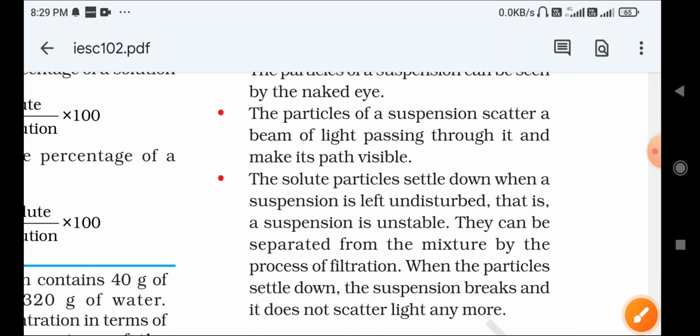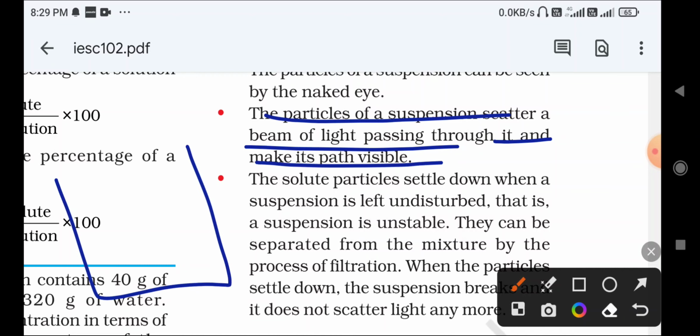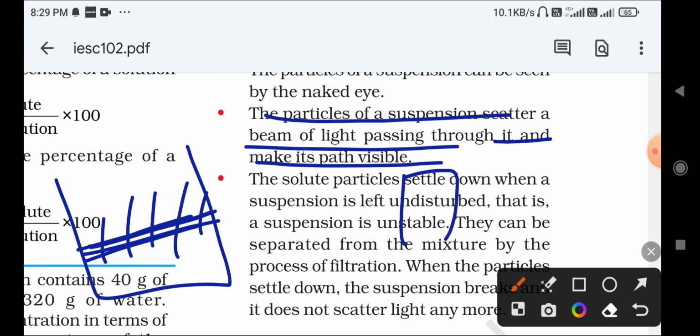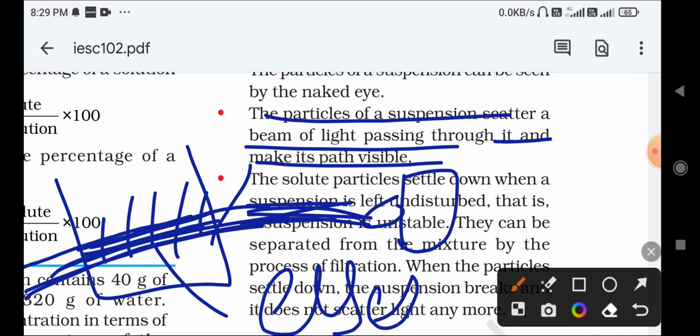This is the third point, very easy. The particles of suspensions scatter a beam of light passing through it and make its path visible, because the particles are not completely dissolved, correct? They are suspended here. For example, take a torch and pass some rays. So when these rays pass through this solution, we can see the path, because the particles will scatter these rays and we can see it with our eyes. So this is the third point.